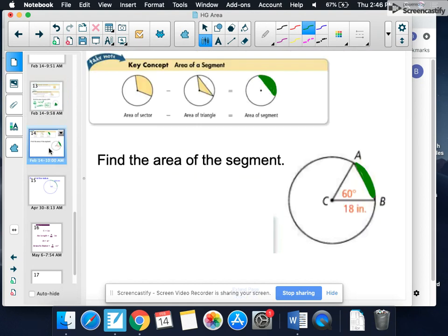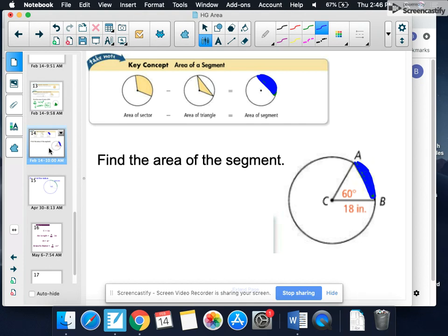The next type we're going to see is an area of a segment. A segment is just part of a circle, so we are looking at this part here. To find that, you're going to take the area of the sector minus the area of the triangle, and that'll give you the area of the segment. In this picture, this is what we're looking at. You can color that part in so you have a better idea of what that looks like. Again, we're going to take the area of the sector and then minus the area of the triangle.